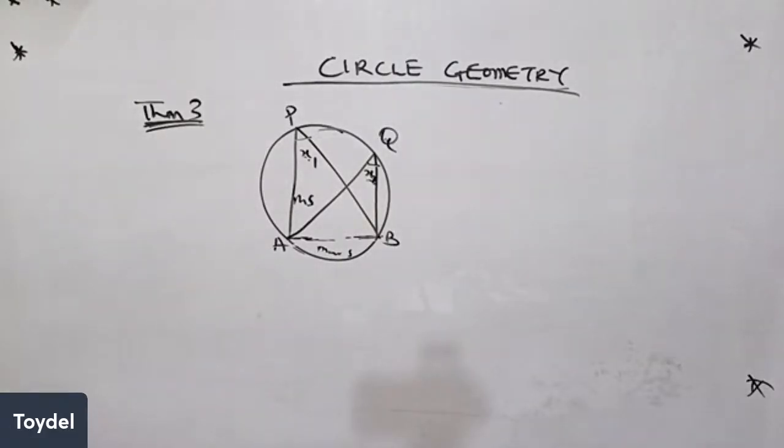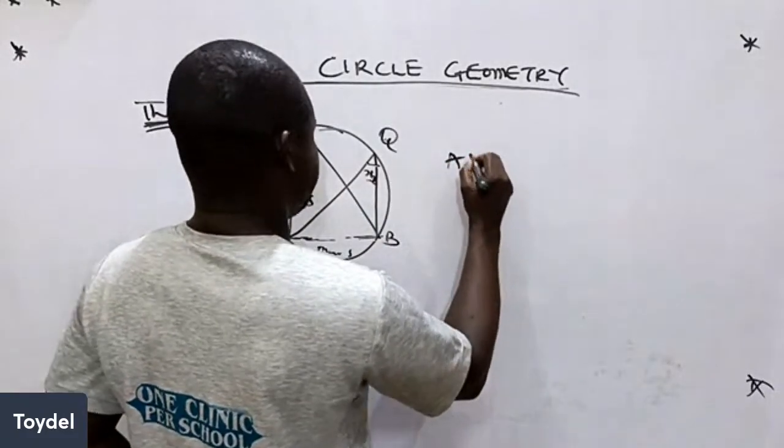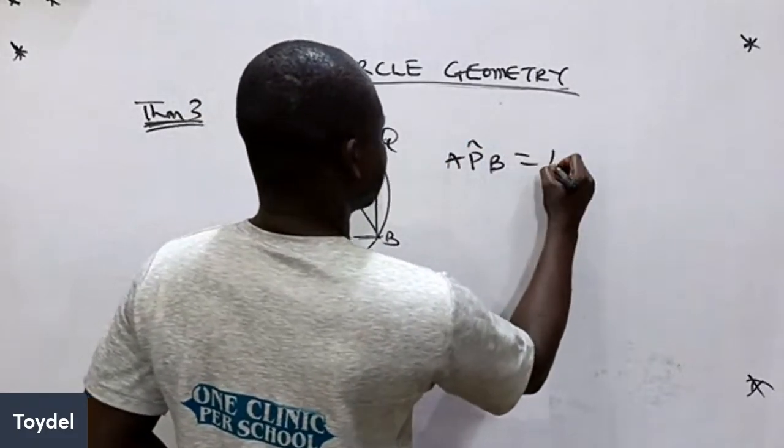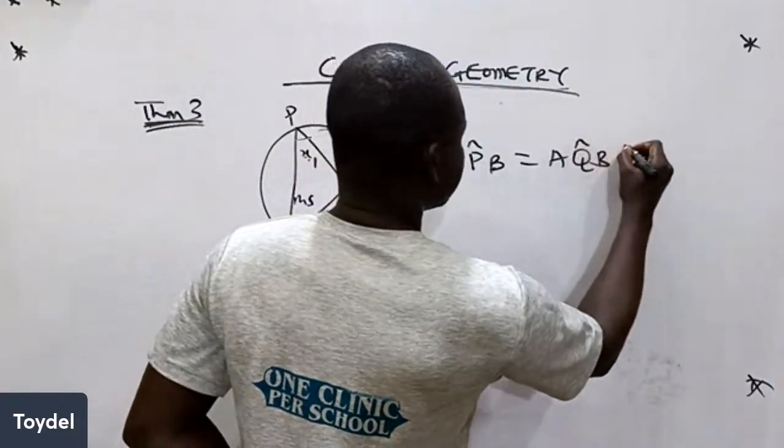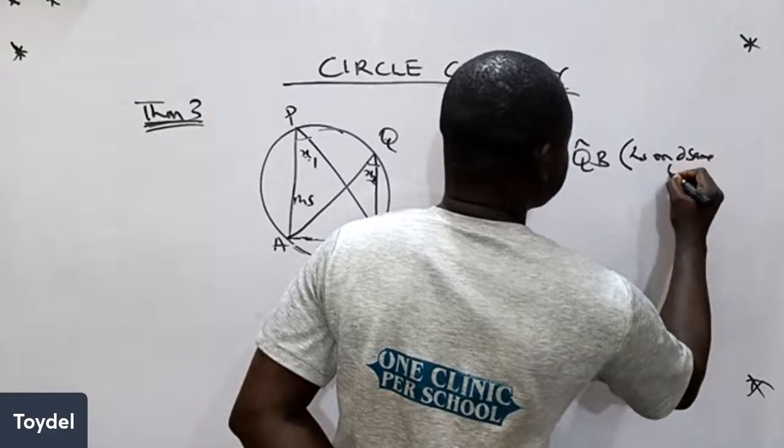So the theorem says that angles on the same segment are equal. You just say that angle APB is the same thing as angle AQB. Reason: angles on the same segment.